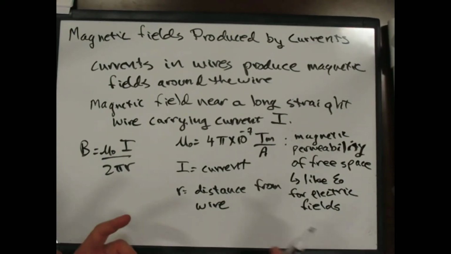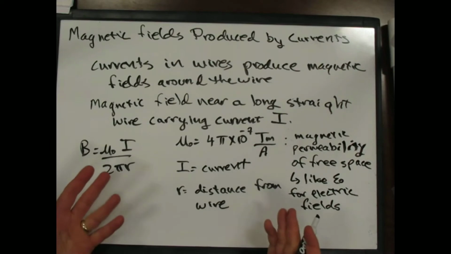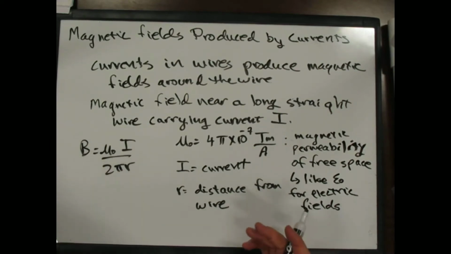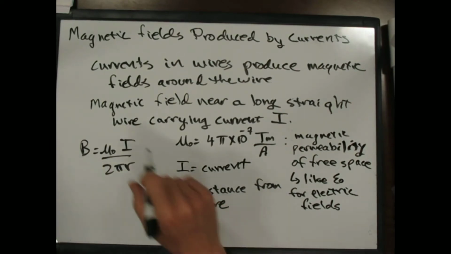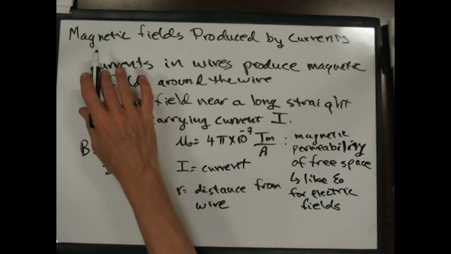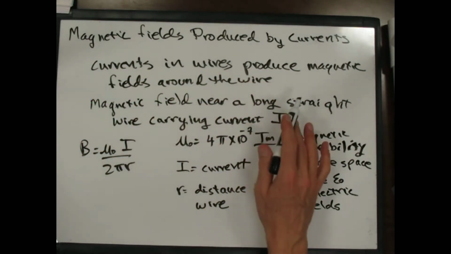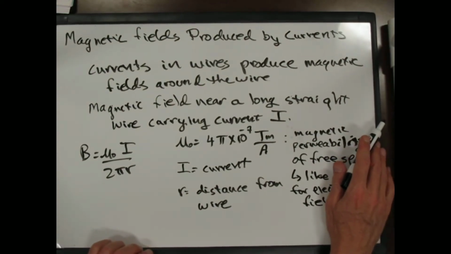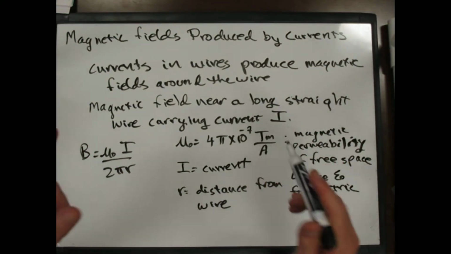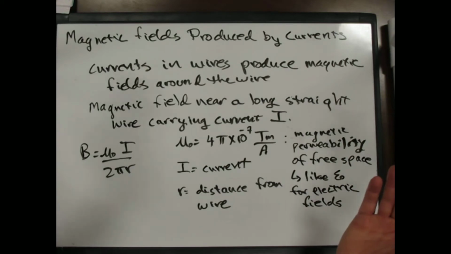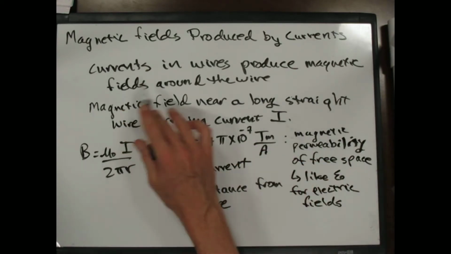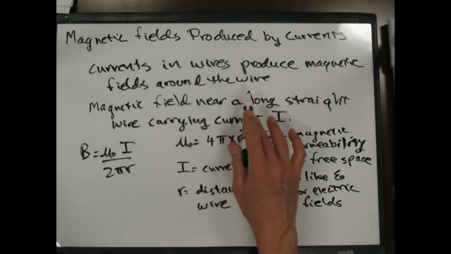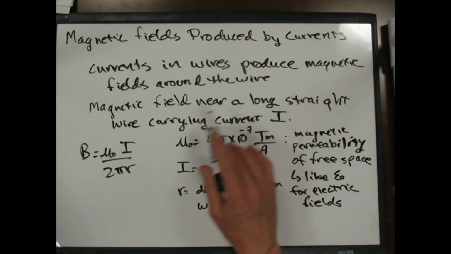We've been talking about how magnetic fields affect moving charges or the forces they exert on wires. But it turns out you can produce magnetic fields by having moving charges or currents in wires. And so this is the first time we'll look at how a magnetic field gets produced. Currents in wires produce magnetic fields around the wire, and we'll talk about what that looks like in a second.